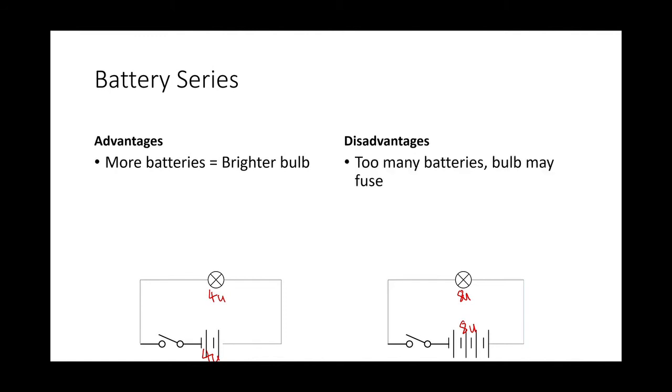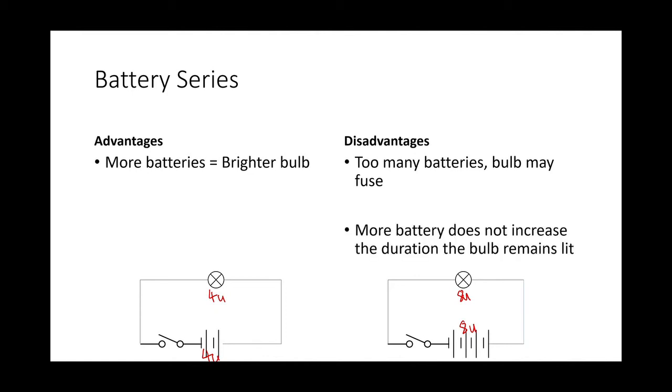Okay, but you have a problem here. At the start of this video, I've already talked about bulb fusing, right? So when you have too many batteries, there will be too much electricity. When there's too much electricity, the filament in the bulb may become too hot, and then it may fuse. Oh, so that's the problem. When you have too many batteries, the bulb may fuse. Okay.